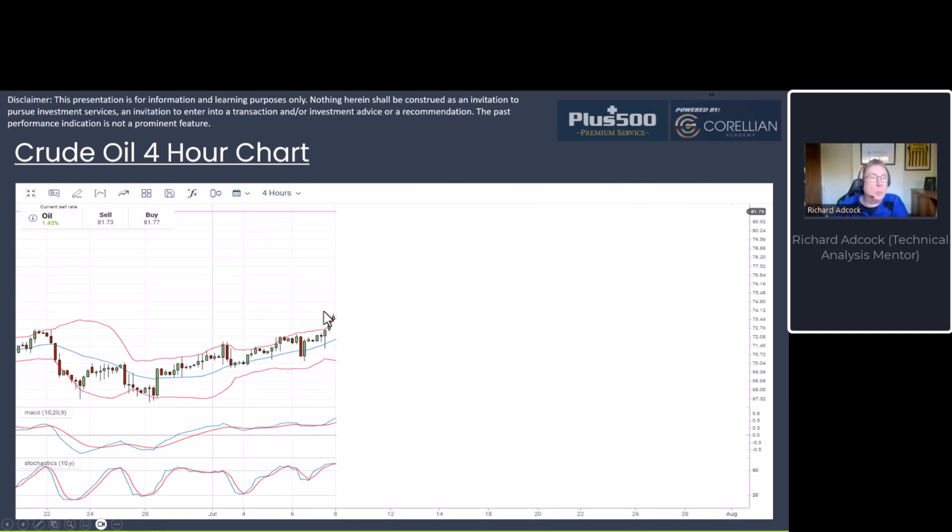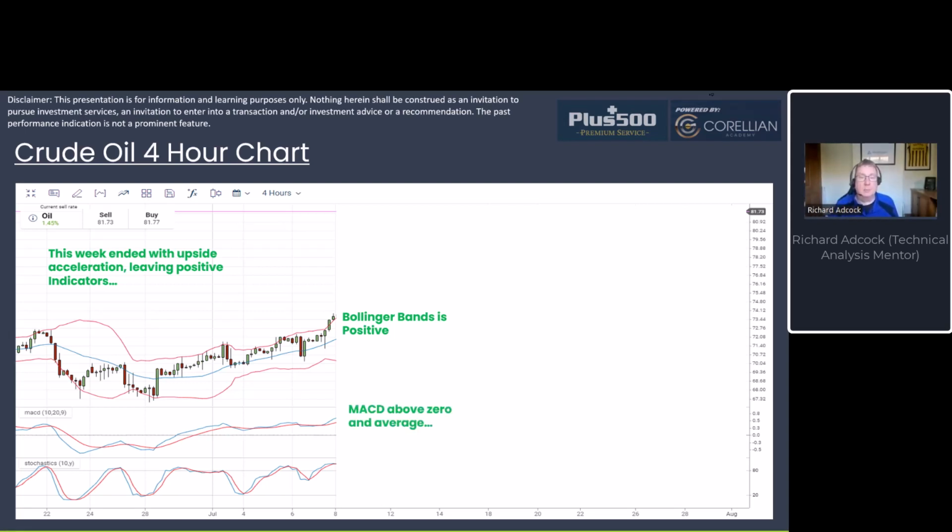Again, as the week ended, we started to see upside materializing, and the week was seeing this acceleration period coming into Friday's close. So this left positive indicators in place, backing up what we had already established from the weekly and daily perspectives. Because the Bollinger Bands were positive, the risk was for further upside to develop, along with the positive trending condition on a 4-hourly basis coming from the MACD and rising momentum.